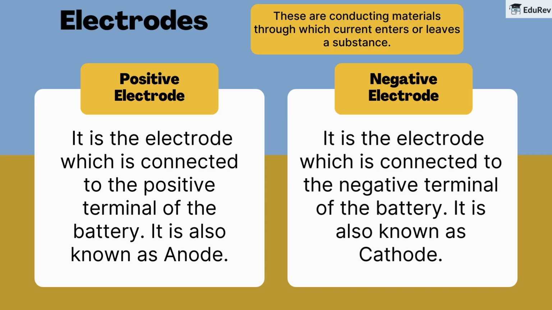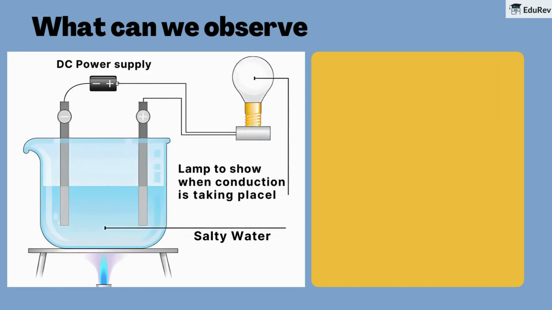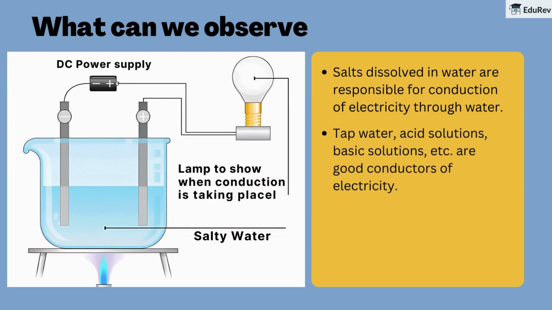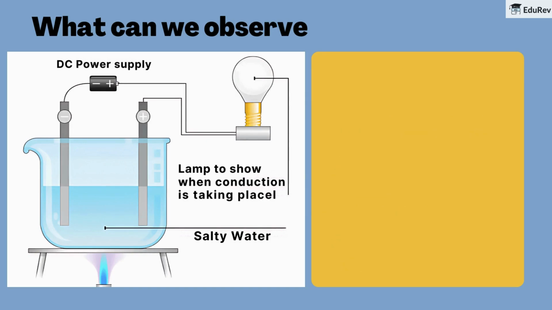Now, let's come back to our experiment. When electric current is passed through this salty water, some chemical reaction takes place. This is known as the chemical effects of electric current. Here's what we can observe. Salts dissolved in water are responsible for conduction of electricity through water. Tap water, acid solutions, basic solutions, etc. are good conductors of electricity. But pure distilled water is a poor conductor of electricity because no salt is present in distilled water.